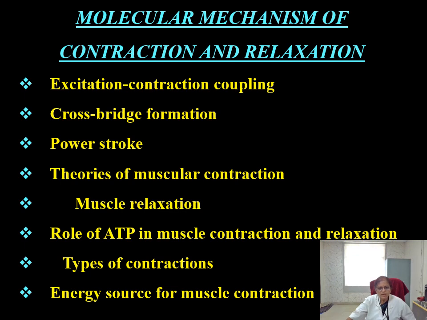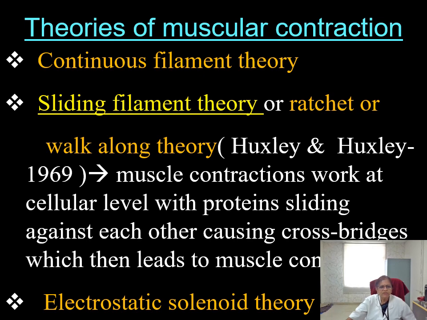These are all explained by special theories which were proposed before, and out of the many theories, what is accepted at present is called the sliding filament theory. Okay, so now we go step by step. Out of the different theories, the one that is reasonable and acceptable is the sliding filament theory, also called the ratchet theory or walk along theory, which was explained by the scientist Huxley in the year 1969.